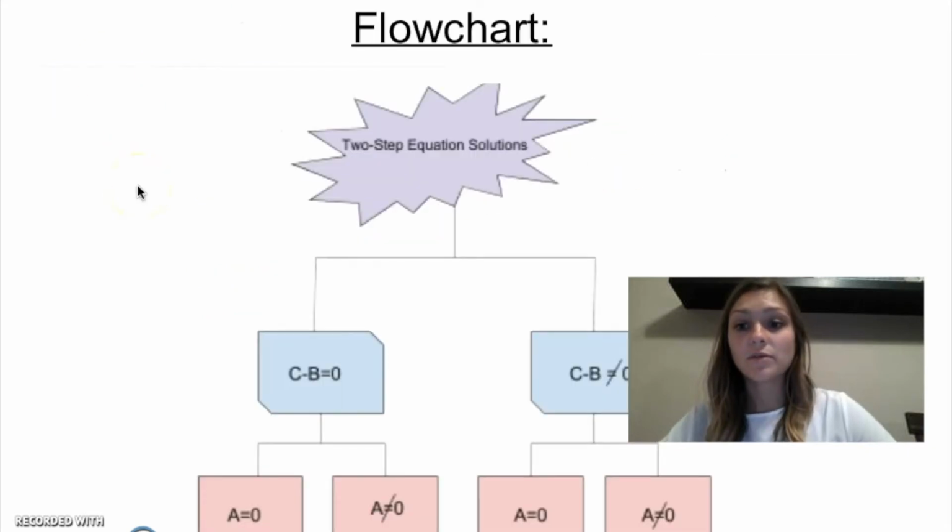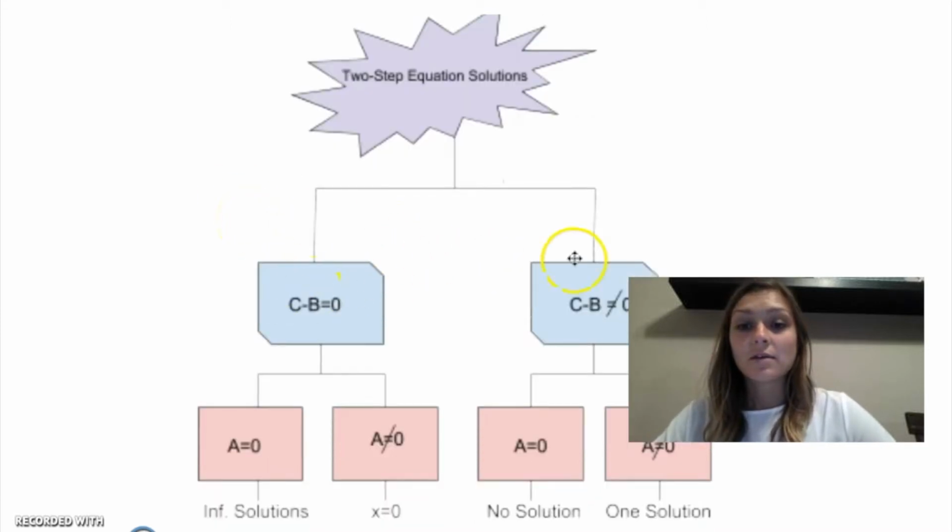So the next thing I would do with kids to lead them into the code is create some sort of flow chart representing these ideas that we just saw, these patterns we recognize. So the first kind of branch I would do off of this flow chart is when c minus b equals 0 and when c minus b does not equal 0. So let's start on the left-hand side here.